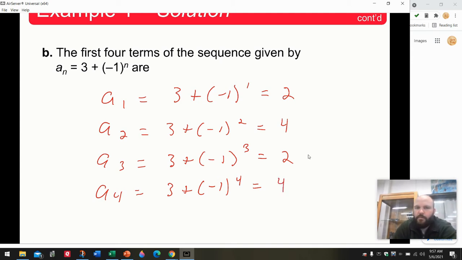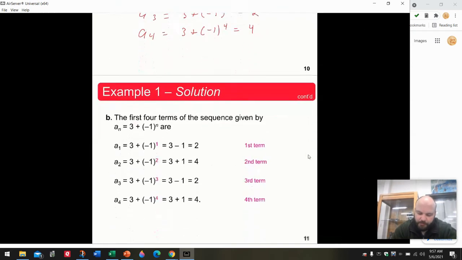And so this would also be an infinite sequence, but it would be a sequence where we just have two numbers repeated over and over again. It would be 2, 4, 2, 4, 2, 4. And that's because what is being taken to the power is simply negative 1. So there are the first four terms of that sequence.